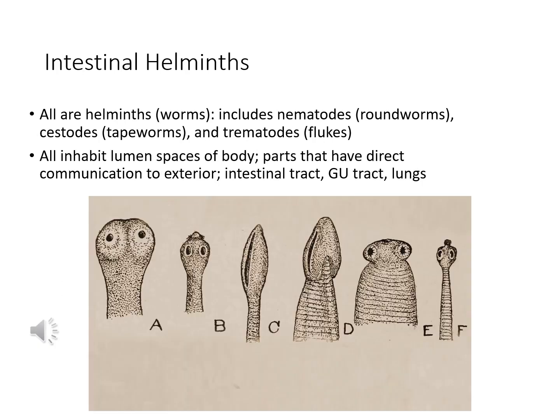When we talk about intestinal helminths, helminths are worms. These include nematodes, which are the roundworms, cestodes, which are tapeworms, and trematodes, which are flukes. All inhabit a lumen space of the body, so parts that have direct communication to the exterior, such as the gastrointestinal tract or the genitourinary tract, lungs, those types of things.